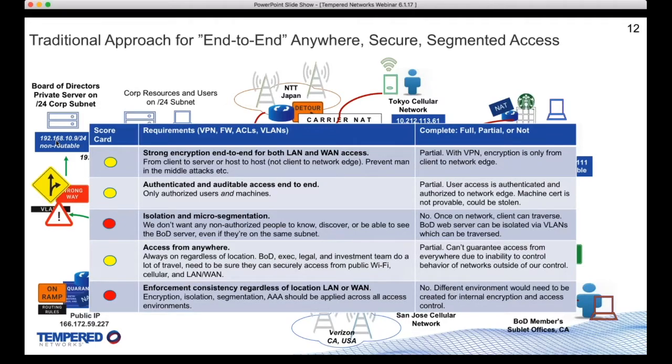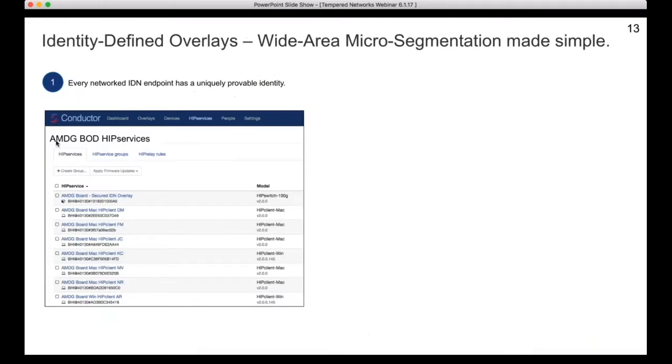And of course, they needed access from everywhere, and they wanted consistent enforcement, whether the board of directors were coming remote from anywhere, or whether they were at corporate headquarters for their board of directors meeting, without having to change the underlay network or any of the policies and access control lists or manage certificates, et cetera, et cetera. So what to do?